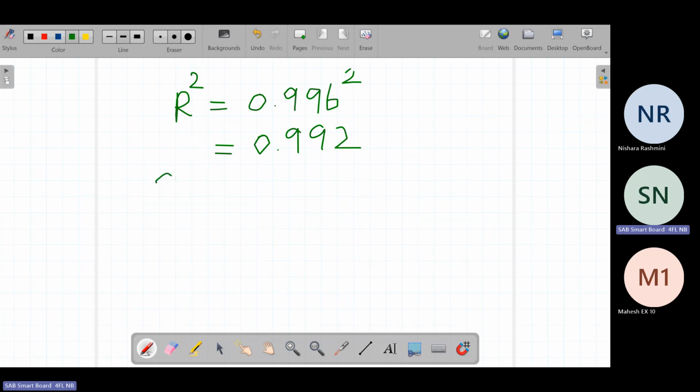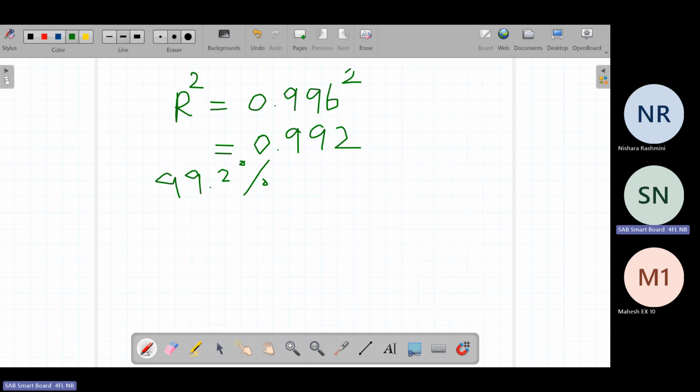Then we can convert it into a percentage value. How do we interpret this result? It means 99.2% of the advertising expenditure, sorry, here sales, no? Dependent on sales, no? 99.2% of the sales revenue is explained by the advertising expenditure. Understood? Okay. Write down the answer. 99.2% of the sales revenue is explained by the advertising expenditure.